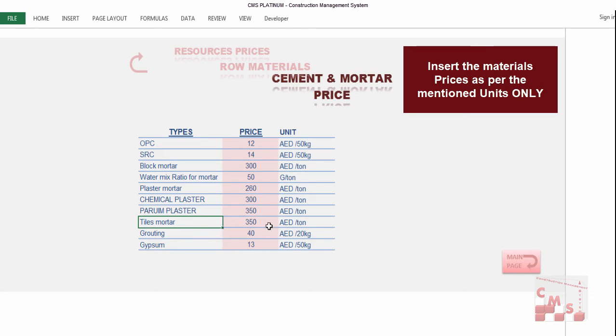If you are using plaster wall, you can add it here also per ton. The grouting material you will add here also per 20 kilogram. This is according to the packet. The gypsum also will add here per 1 packet or 1 bag, which is 50 kilogram. So you will add here only the raw material price.